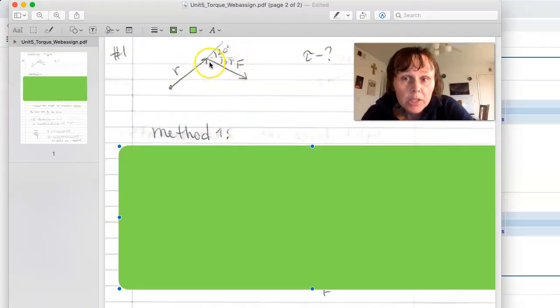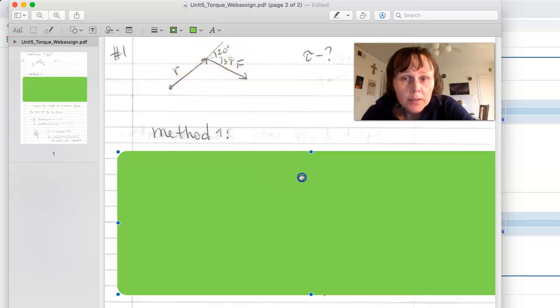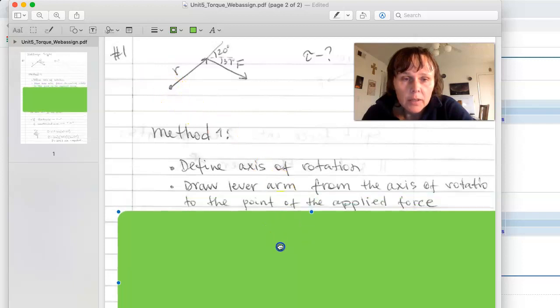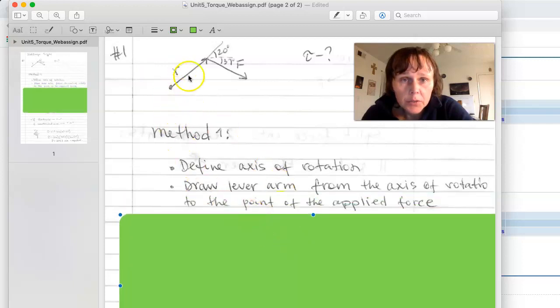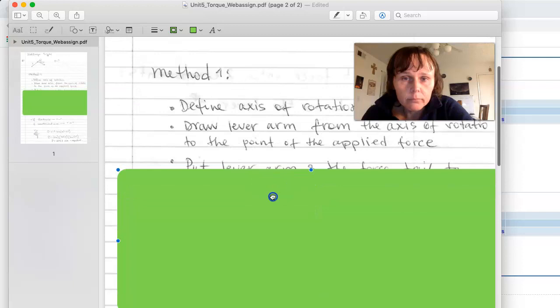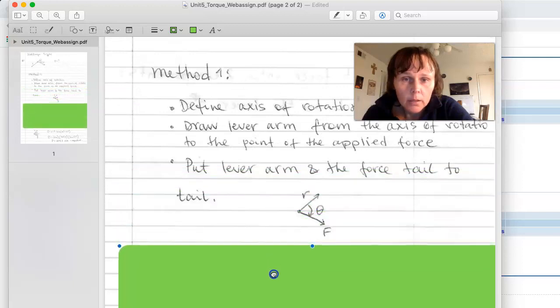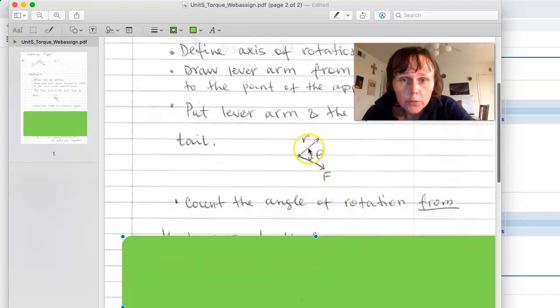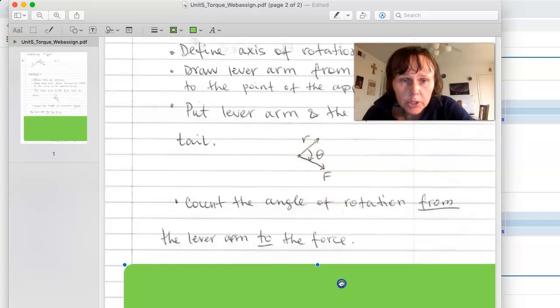You first create a sketch of the problem, and you define the axis of rotation, which is at this point. Then you draw the lever arm from the axis of rotation to the point of the applied force. Then you have to put these two vectors, the lever arm and the force, tail to tail, and start counting the angle of rotation from the lever arm to the force. That will give you the direction of the rotation.